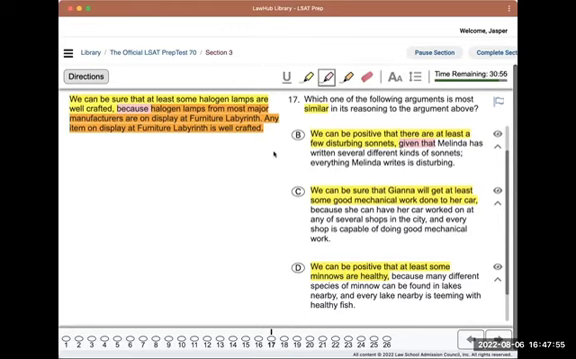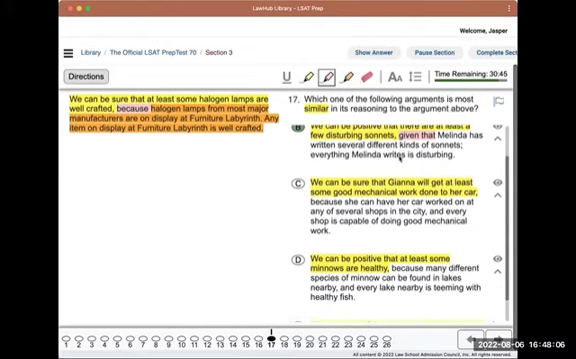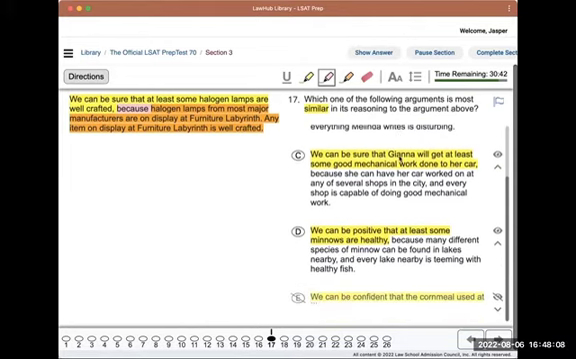The reasoning is the same. They're just using different words and, of course, different subject matter, but the actual skeleton of the argument is identical. So B is the correct answer. Let's look at the other ones and see why they're wrong.